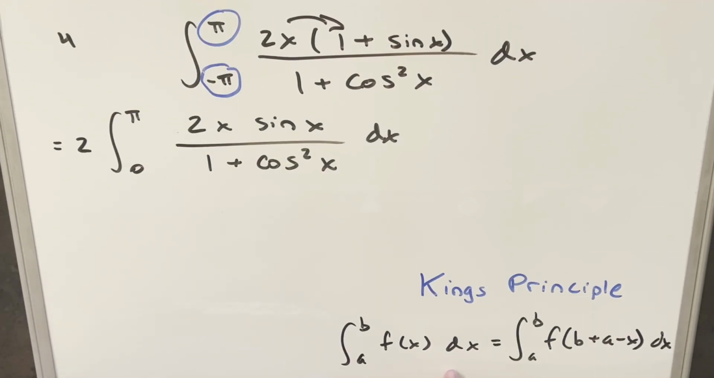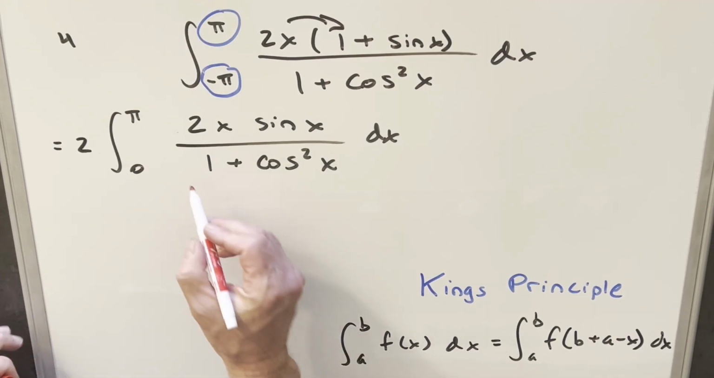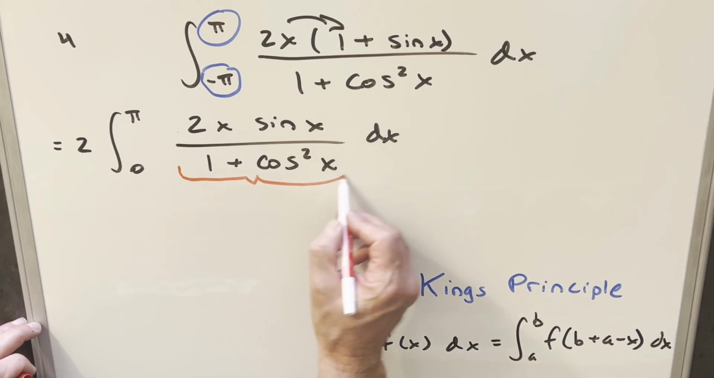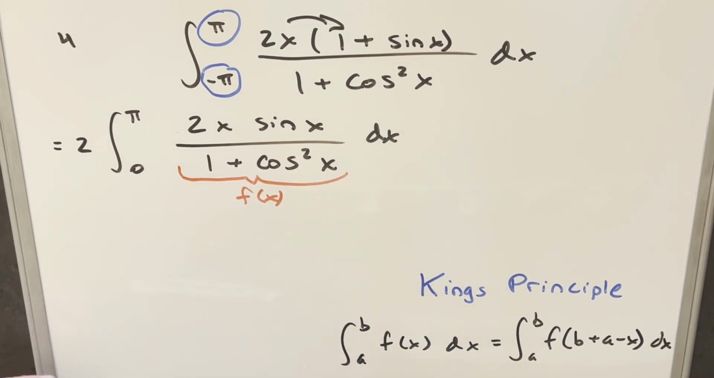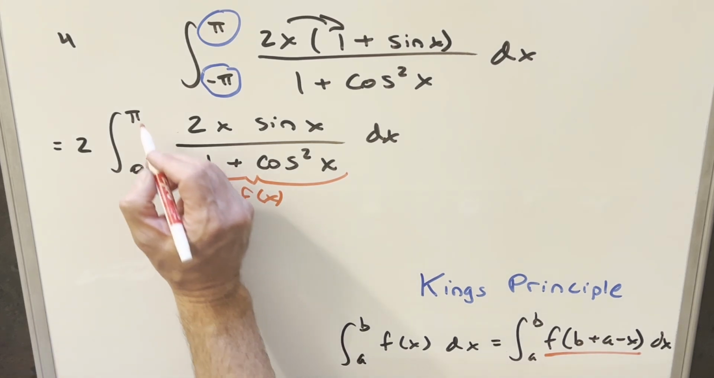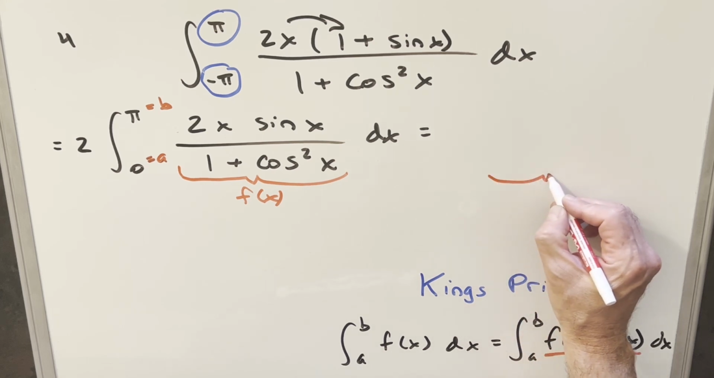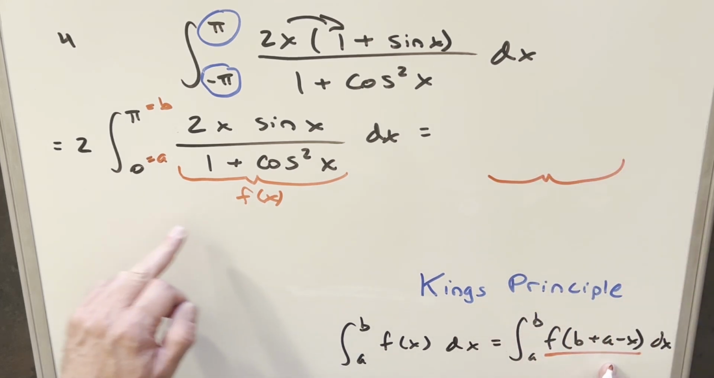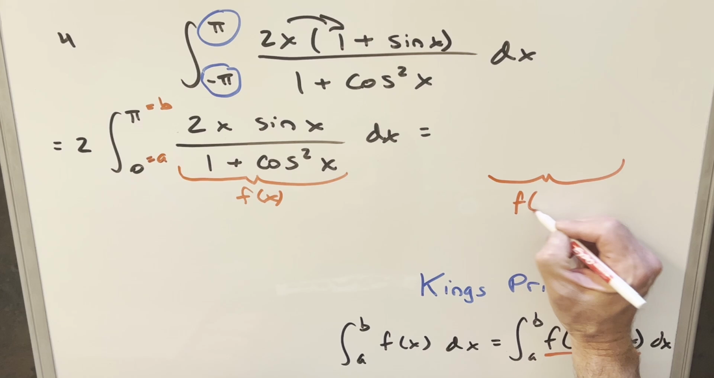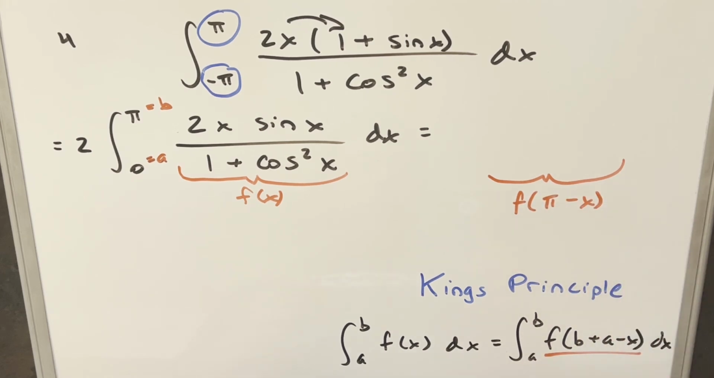Okay, making use of the King's principle formula we have down here, we're calling this right here our f of x. And what we're going to want to do to transform it is f of b plus a minus x, where our bounds are just the a and b. So adding the bounds together, this is going to be f of pi minus x.